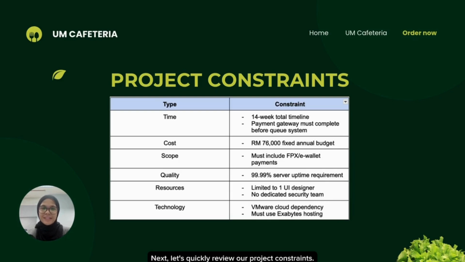Next, let's quickly review our project constraints. We are on a strict 14-week timeline with a budget shown in the table. Crucially, the system must include FPX or e-wallet payments and achieve 99.99% server uptime. We are limited to one UI designer and have no dedicated security team. Plus, we are tied to VMware Cloud and Exabytes hosting.